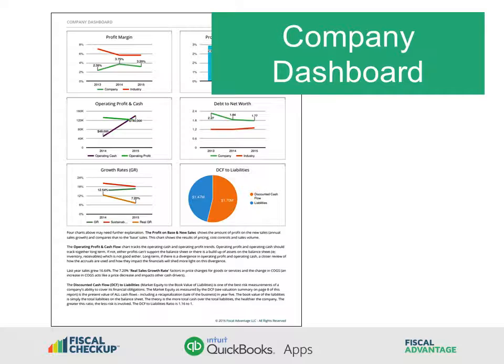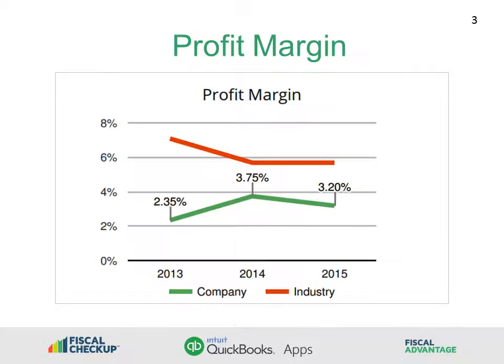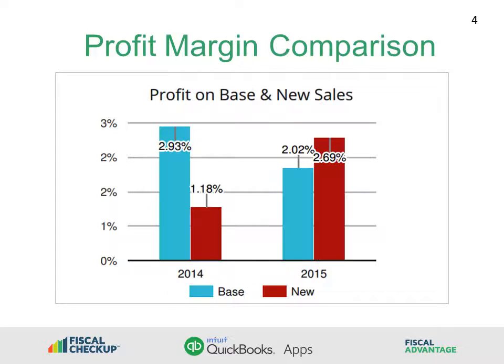The report starts with a company dashboard, graphically showing 6 important financial variables with some helpful explanations below the graphs. The first graph compares the profit margins for the company compared to their industry for the past 3 years. Related charts and information can be found in the Industry Comparables report.